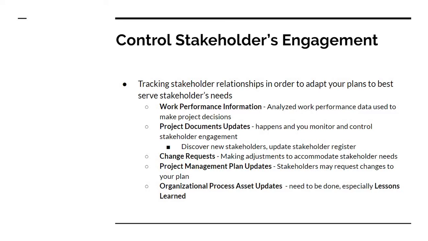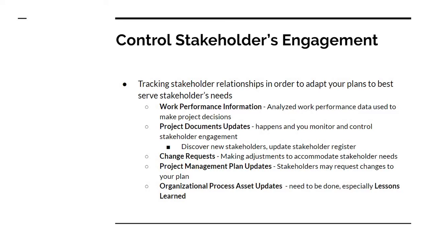The first one is work performance information. This is like the analyzed performance data that you use to make your project decisions. All the information you've taken, you want to analyze it and get the important information from it, and you want to use this information to potentially adjust your project and make decisions regarding your project.